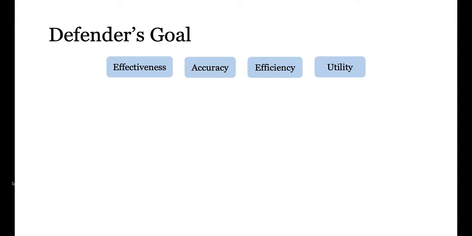The defender score is fourfold: effectiveness, accuracy, efficiency, and utility. Effectiveness means that the inherited defects should be reduced. Accuracy and efficiency means that the student model should not sacrifice model performance and training time. Utility means that the proposed technique should be scalable to various tasks and model architectures.